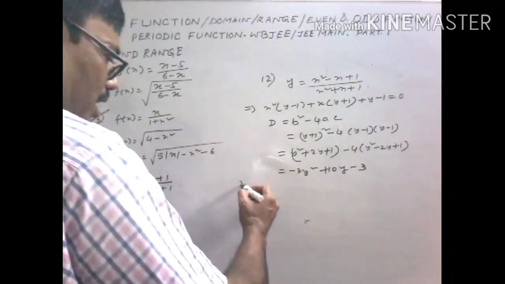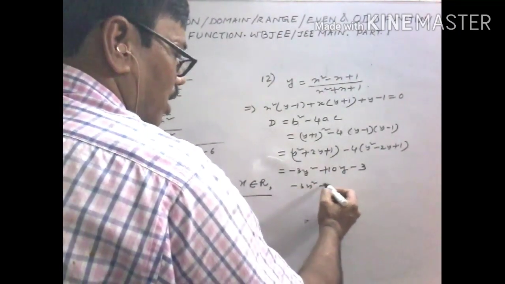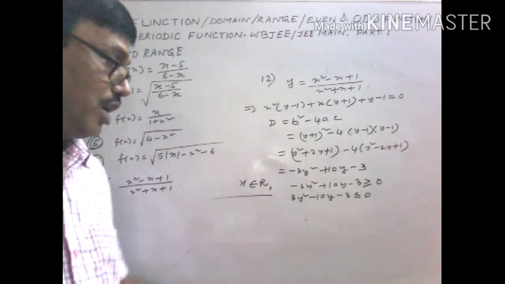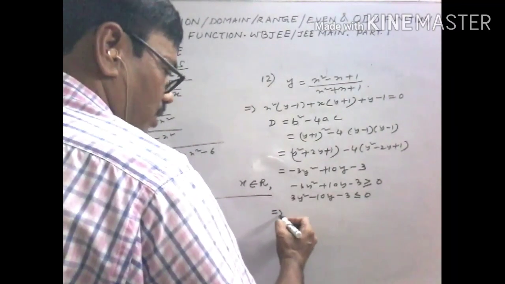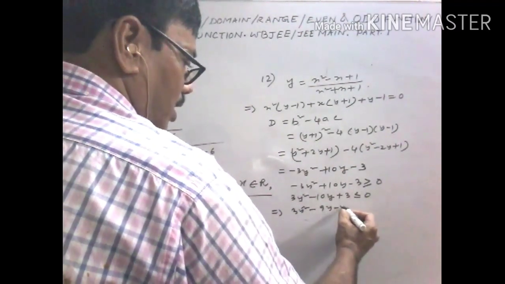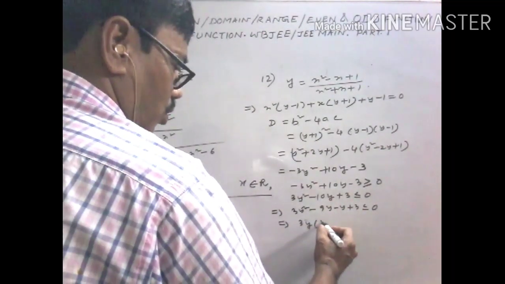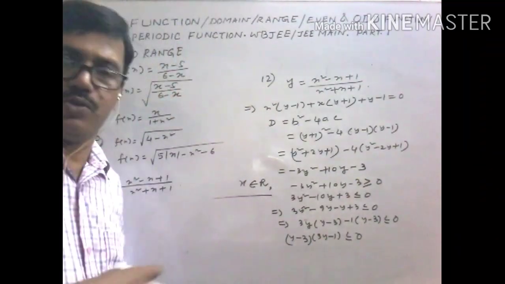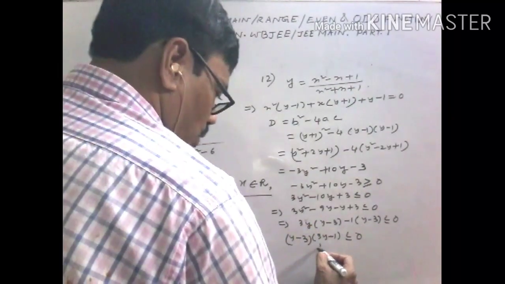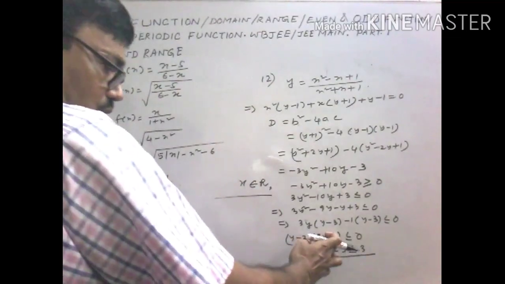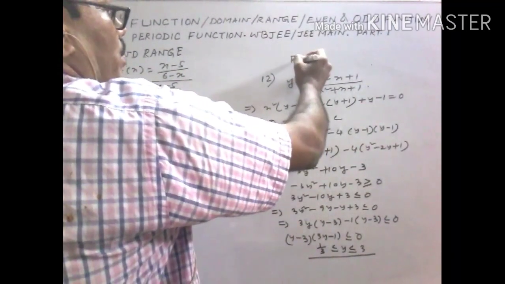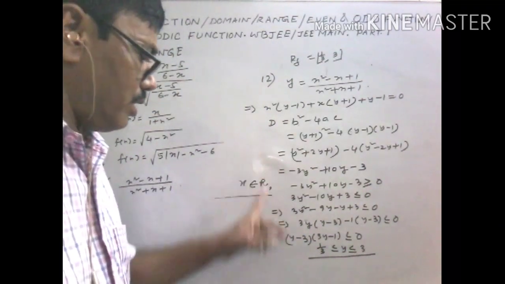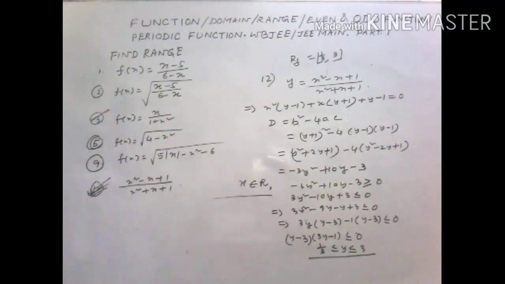So this is the discriminant. Now x belongs to R, x is real, so minus 3y square plus 10y minus 3, the discriminant, is greater than or equal to 0. So 3y square minus 10y plus 3 is less than or equal to 0. If we multiply an inequation by a negative, the inequality sign changes. So factorize: 3y square minus 9y minus y plus 3 is less than or equal to 0. So 3y common, (y minus 3), minus (y minus 3). So (y minus 3)(3y minus 1) is less than or equal to 0. Now we need the idea of inequations. So 1 by 3 is less than or equal to y, less than or equal to 3. So what is the range? 1 by 3 to 3.